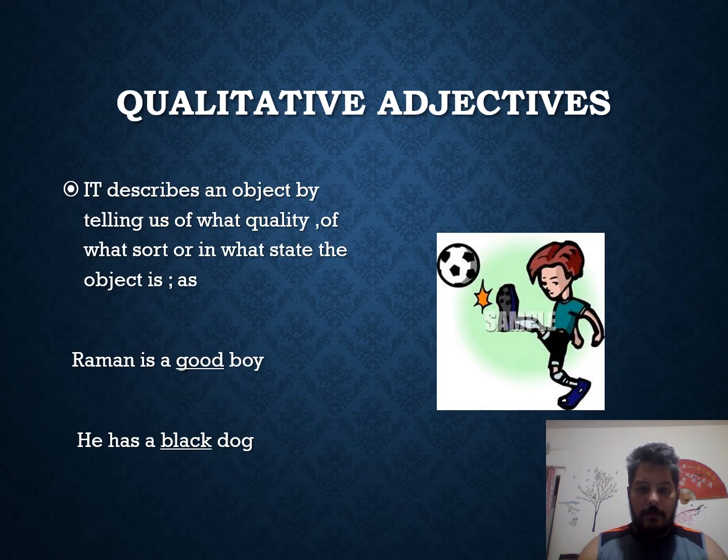Qualitative adjective. It describes an object by telling us of what quality, of what sort, or in what state the object is. Example: Raman is a good boy. Here, good is the adjective describing what kind of a boy Raman is. He is a black dog. Here, black is describing the kind of dog he has.